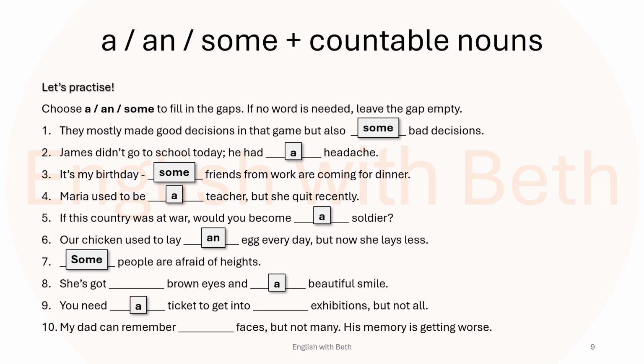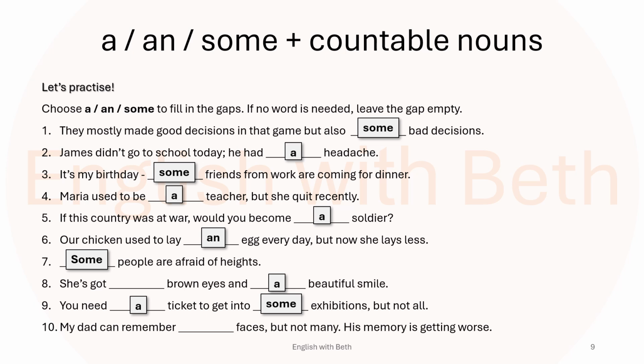Number 9. You need a ticket to get into some exhibitions, but not all. Ticket is a singular countable noun, so we have used a. And we have said some exhibitions because we don't mean all exhibitions, just a few.